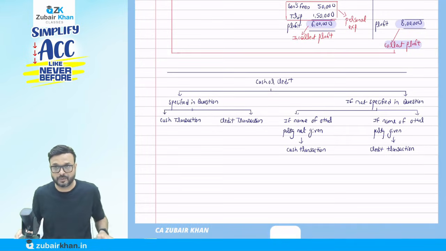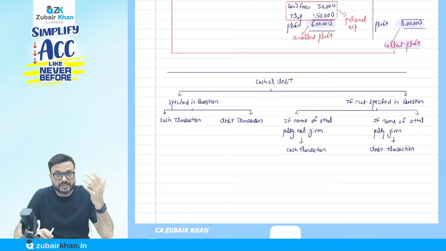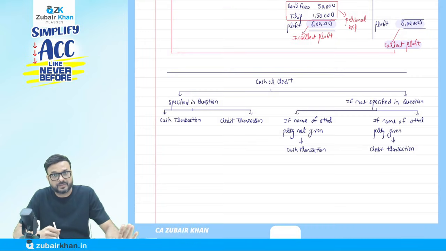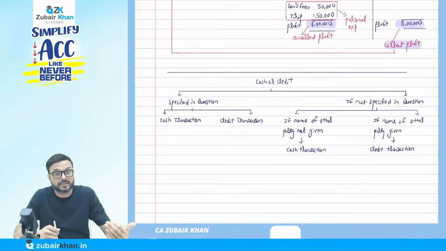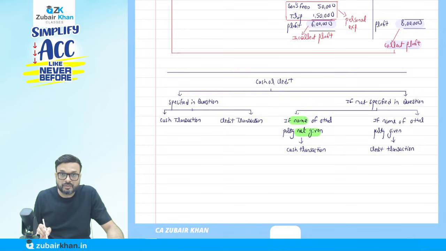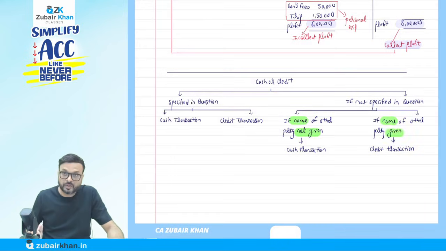Now understand this one. When we are doing a transaction, we have to decide whether it's a cash transaction or a credit transaction. If they specify in the question that it's a cash transaction, we call it a cash transaction. If specified credit, we call it a credit transaction. If nothing is specified, we have to see whether the name is given or not. If the name of the other party is not given, we'll call it a cash transaction. If the name of the other party is given, we call it a credit transaction.